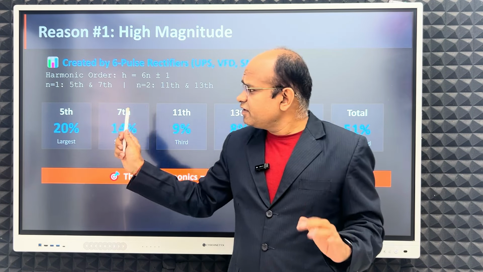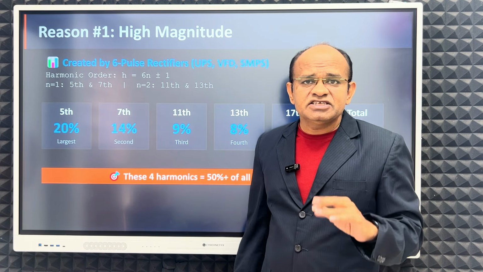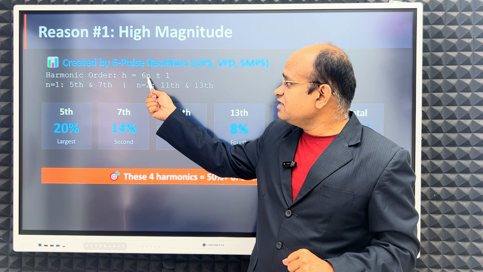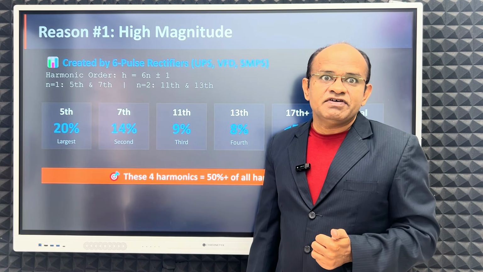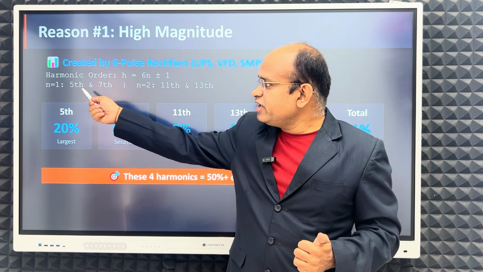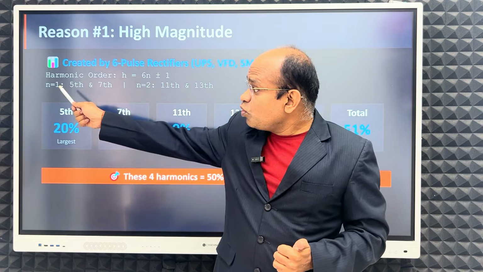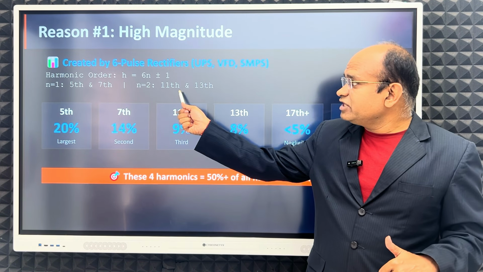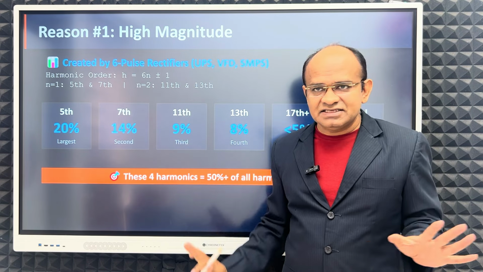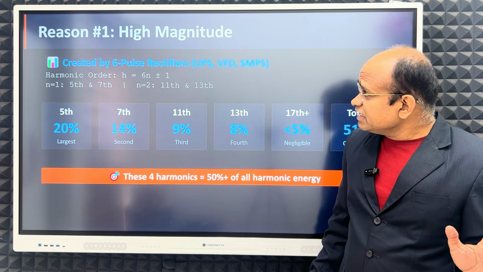Now, if you put 1 in place of n, what will happen? 6 becomes 6 only. 6 plus 1 is 7, 6 minus 1 is 5. So for n equal to 1, the 5th and 7th. And n equal to 2 gives the 11th and 13th. Same formula.